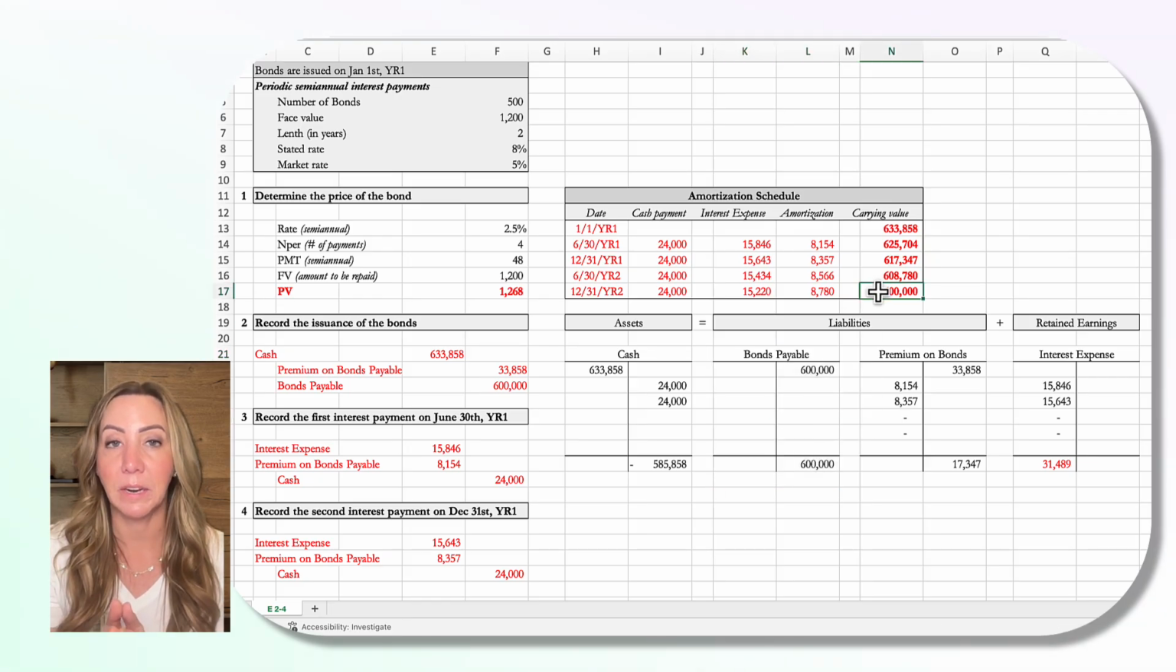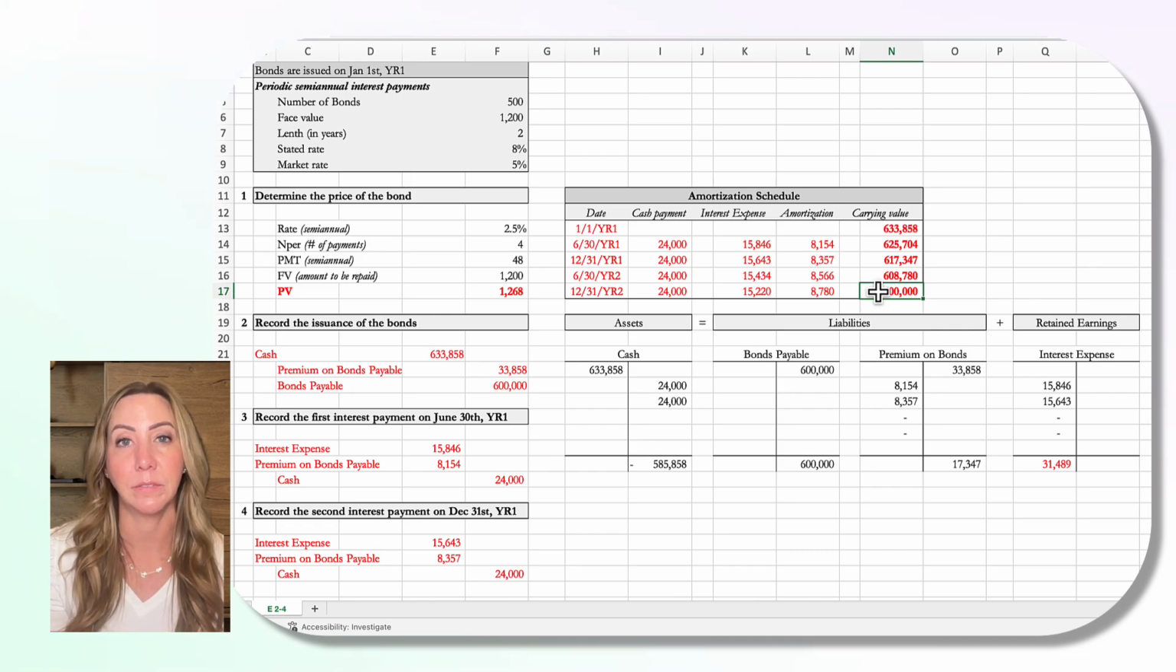Because at the end, when I retire this bond and pay back that principal amount of $1,200, I need to just be able to debit bonds payable for $600. I don't want there to be anything remaining in that premium account. I should have amortized or recognized that offset to interest expense over the life of the bond rather than wait till the end.